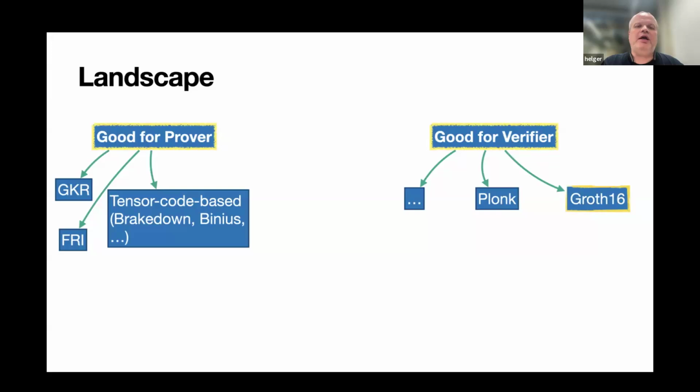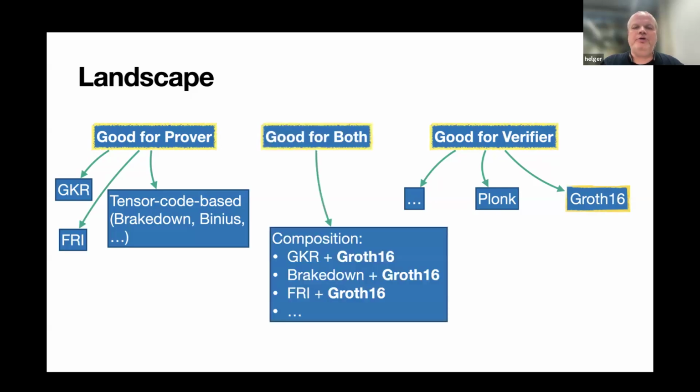So one question is, what happens if you want both the prover and verifier to be efficient? And there doesn't seem to be really some magic wand for this. What people very often do in practice is that they compose a SNARK that is good for a prover with a SNARK that is good for a verifier. And the compositions that I've seen in practice are like GKR plus Groth16, Brakedown plus Groth16, FRI plus Groth16, etc., etc. So you see the pattern, it's almost always Groth16.